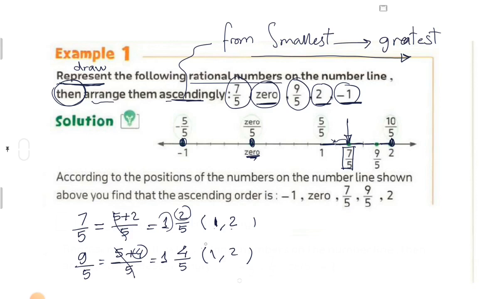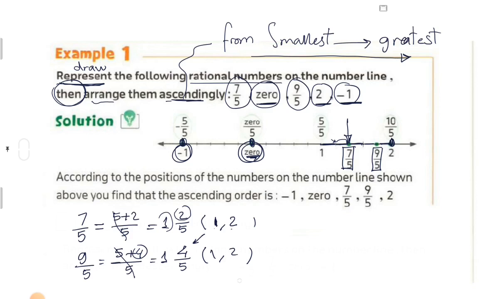And with the same idea, we find that 9 over 5 is 1 and 4 over 5. So we need to take 4 parts from 5, after 1: 1, 2, 3, 4. Put here 9 over 5. Now we have negative 1, 0, and 7 over 5 and 9 over 5.